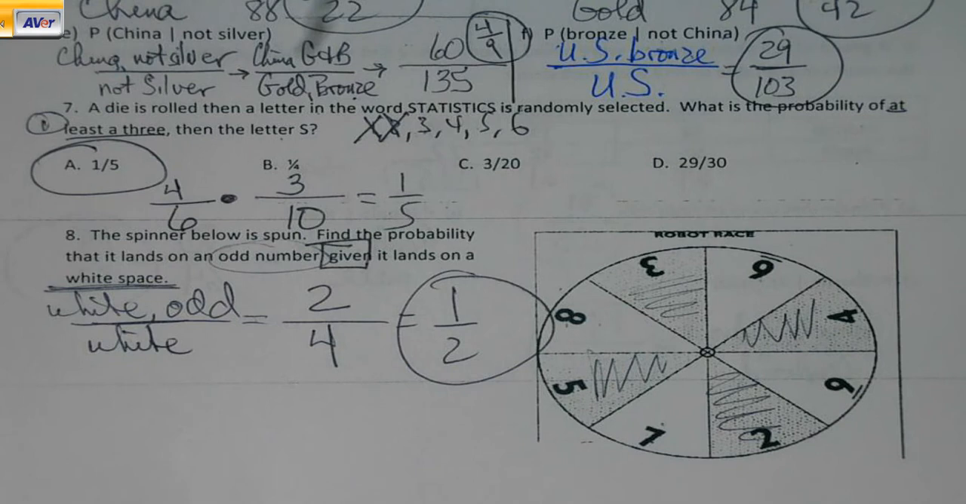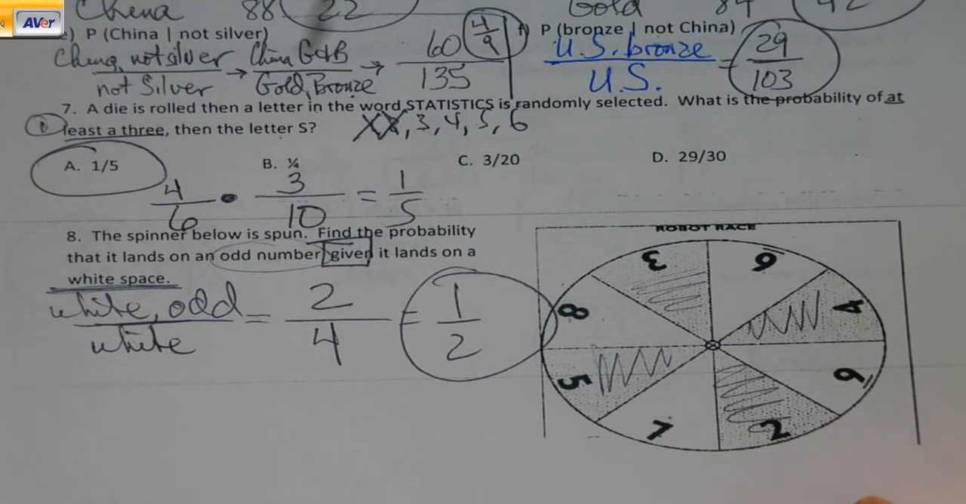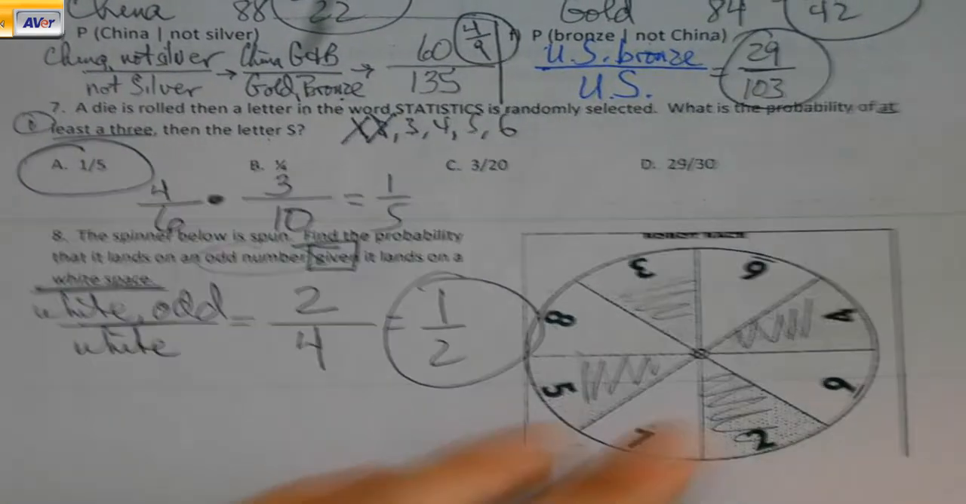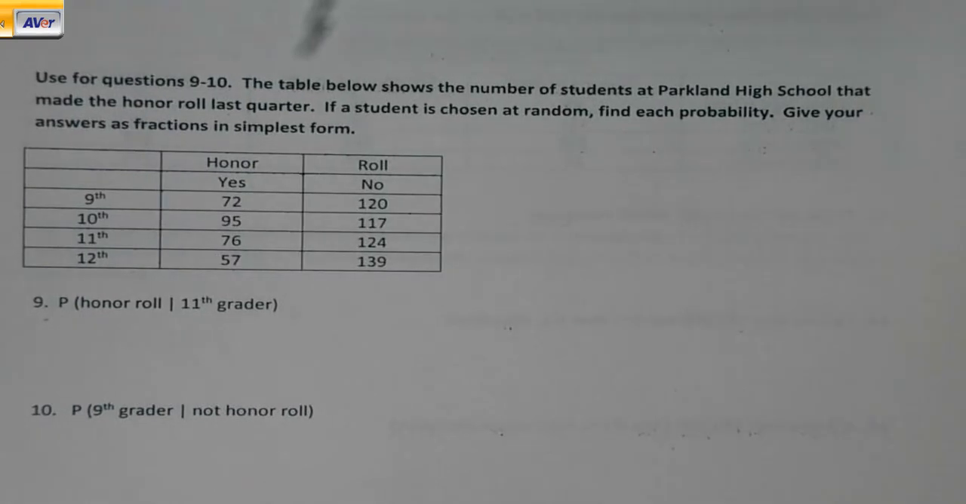1/2. Okay. But I mean, it could be the word given. It could be a phrase like, it is known that, or you know. Okay? I've got to look for those keywords when I'm doing this to know if there's a restriction or if it's just the whole spinner. Stuff that we've seen.